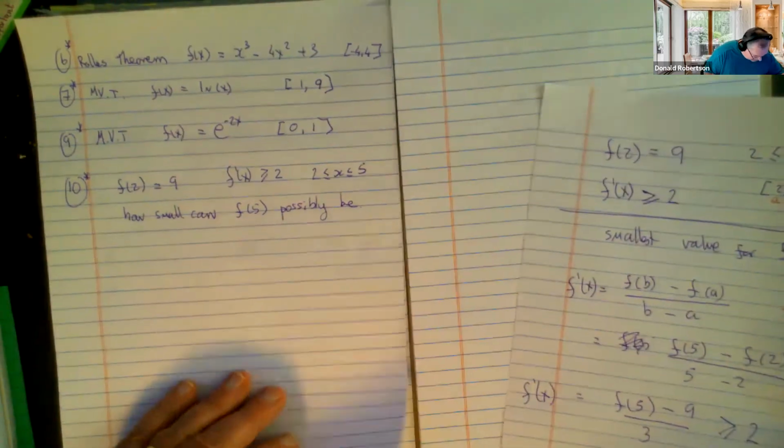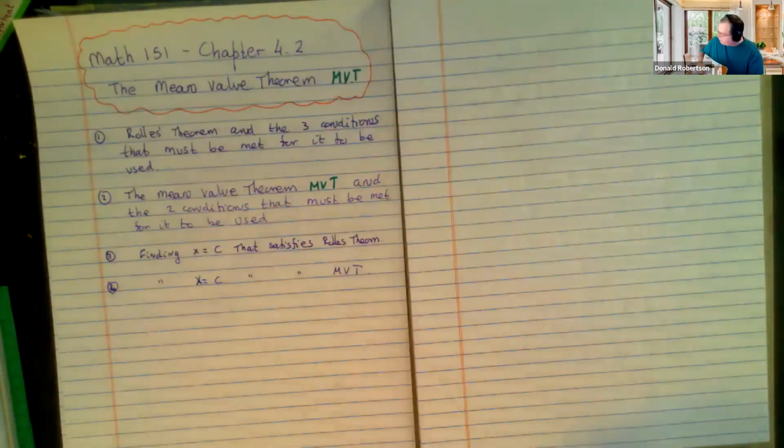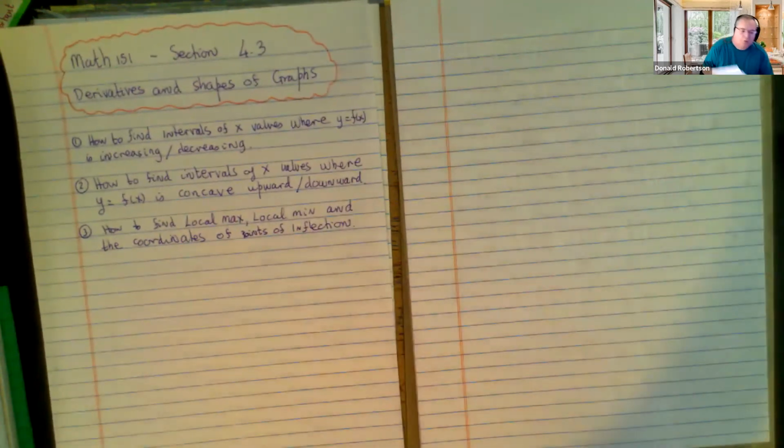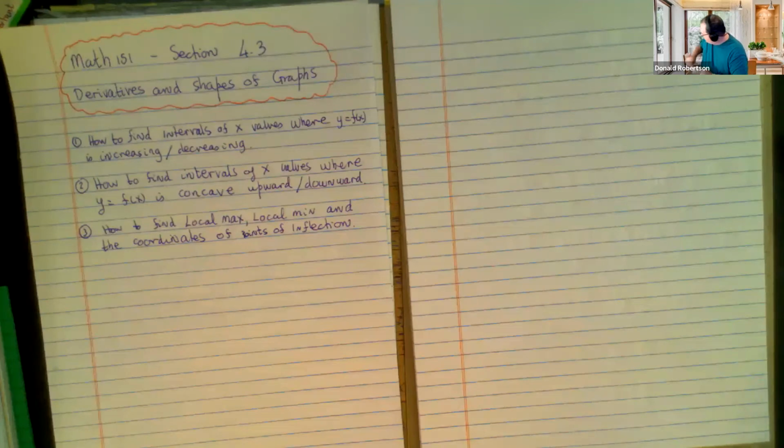Our next topic. Section 4.2. Not 4.2, we just did 4.2. Our next topic is 4.3. We're going to look at how derivatives help you find out things to do with the shape of a function.